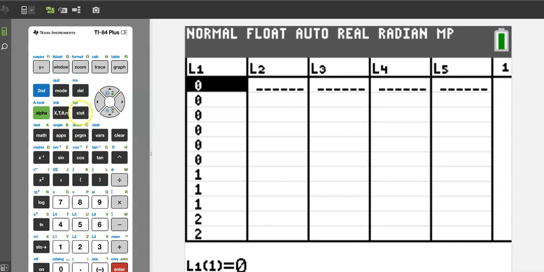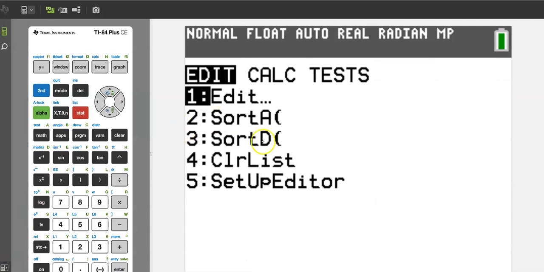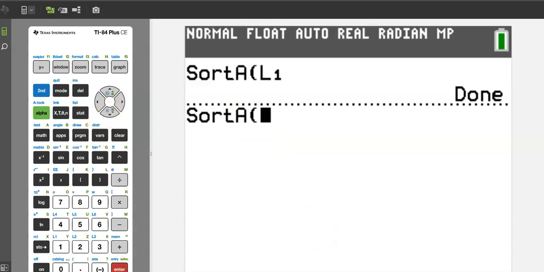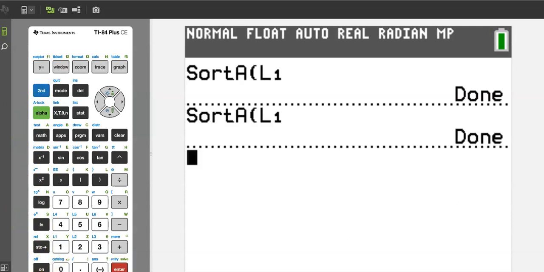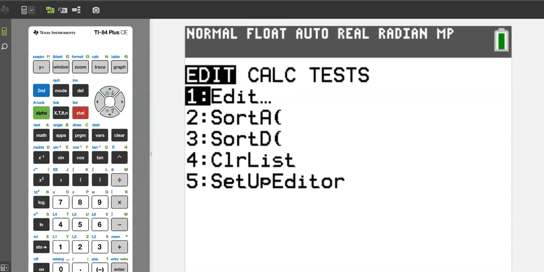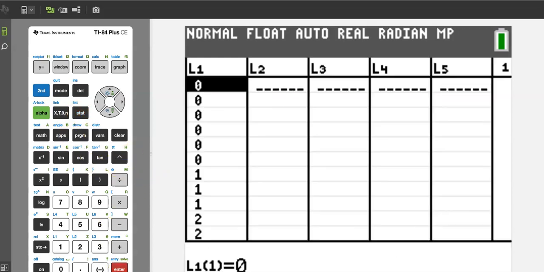Again, how did that work? Under stat, 2 and 3 are what you need. Really, just the number 2, because we want it to ascend, get from smallest to the largest. So you scroll down to number 2, and you tell it what list to sort. Again, all of our lists should be in L1. So hit second, 1, hit enter, and it's done. And you can go back in to stat and hit enter to look at your list.